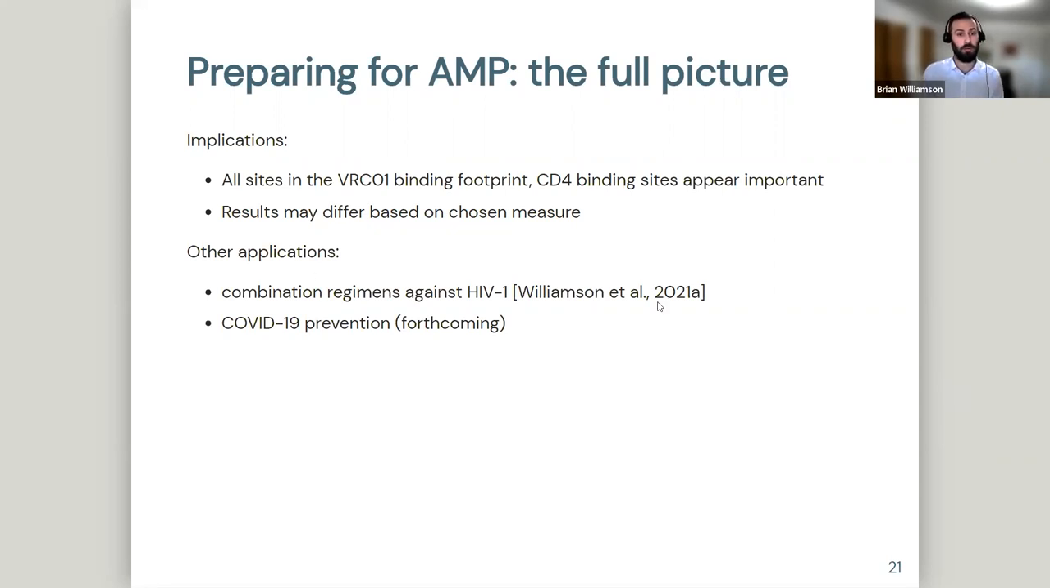And like I mentioned, we've extended this. So with David Benkeser and some other colleagues, we extended this to look at multiple antibody regimens against HIV. And we're also looking at this for COVID-19 prevention.